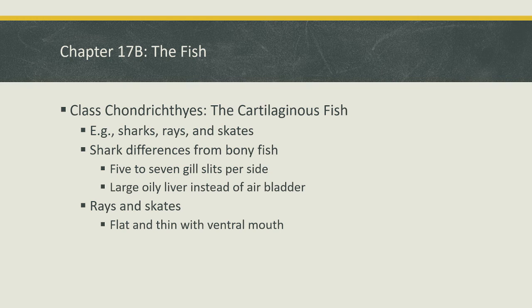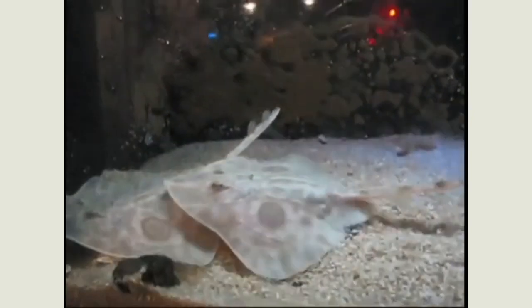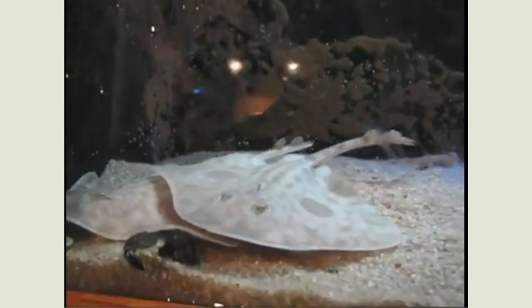And then rays and skates, these are flat and thin with a ventral mouth, so a mouth on their lower side. And I have a little video of some small little rays here. Cute little things. Here we go. The music is kind of cheesy, but just wait until it comes up to where it's on the glass of the aquarium. It's pretty funny looking.